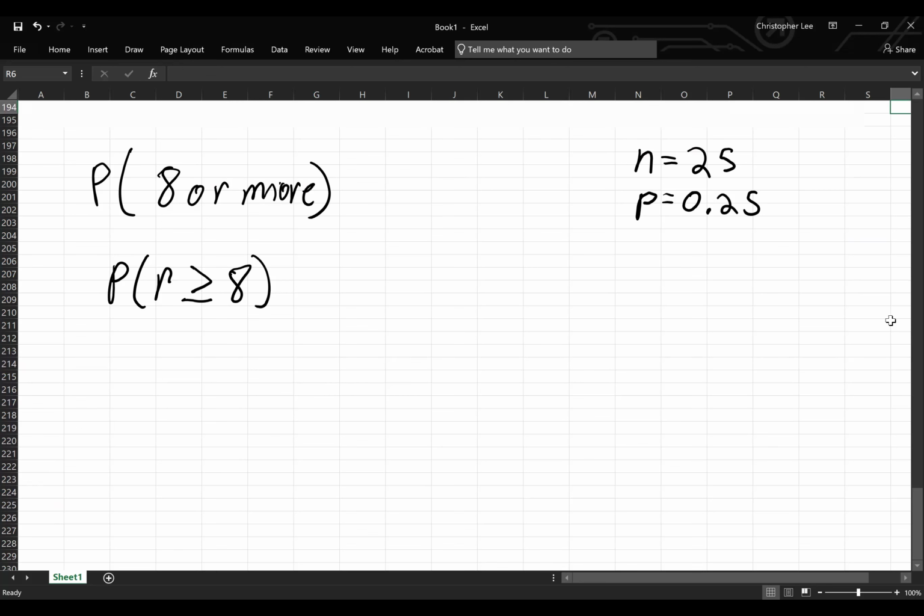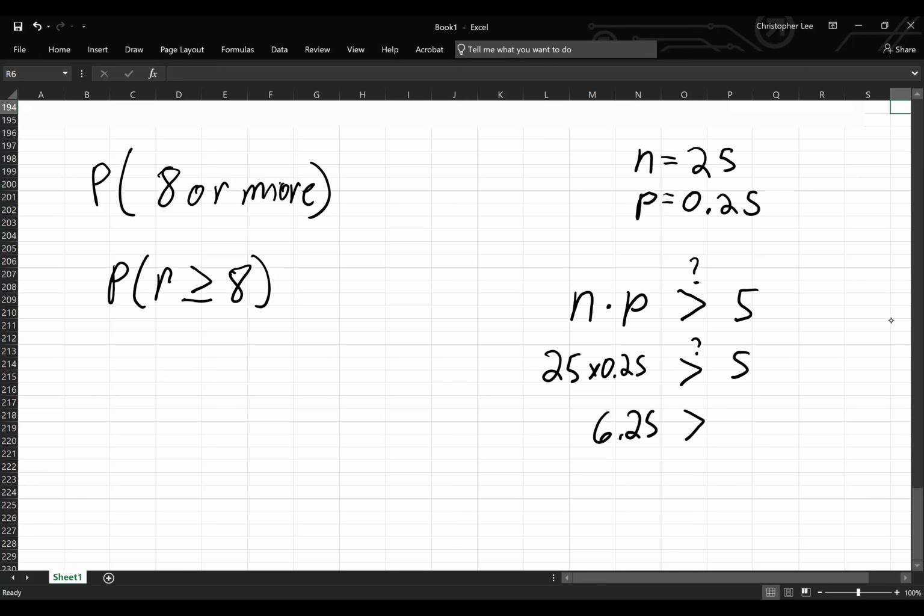The problem I have is that n is way too big. It's not even on the chart. The first thing I want to do is verify: is n times p greater than 5? I'm putting a question mark here because I don't know if it is. So 25 times 0.25 is 6.25. Let's put a check mark because we're good.